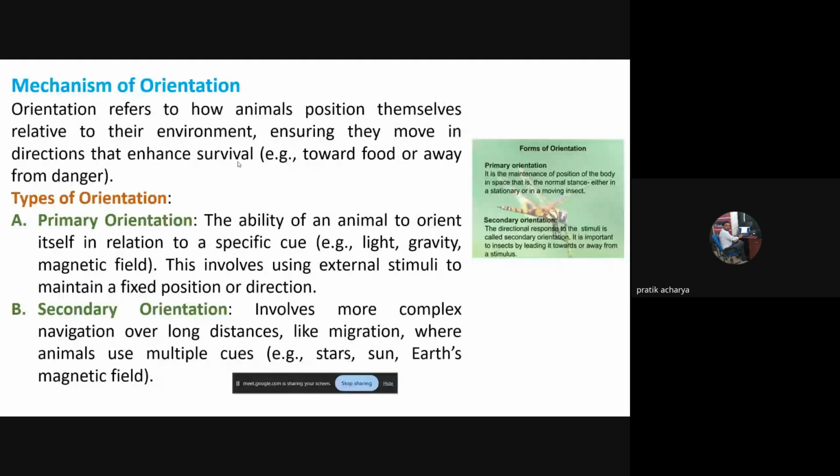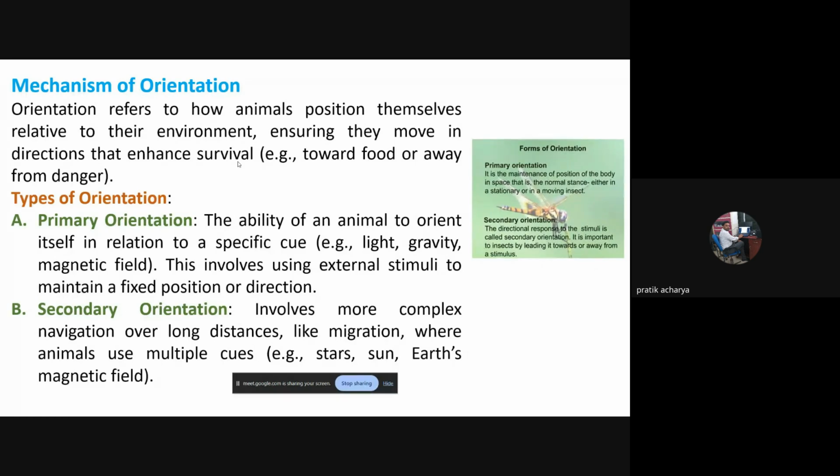So what kind of orientations are there? Generally two kinds of orientation, primary and secondary orientation. In primary orientation, it is the ability of an animal to orient itself in relation to a specific cause. Here cause means light, gravity, magnetic field. These are the cause. And by this cause, the organism orients itself.